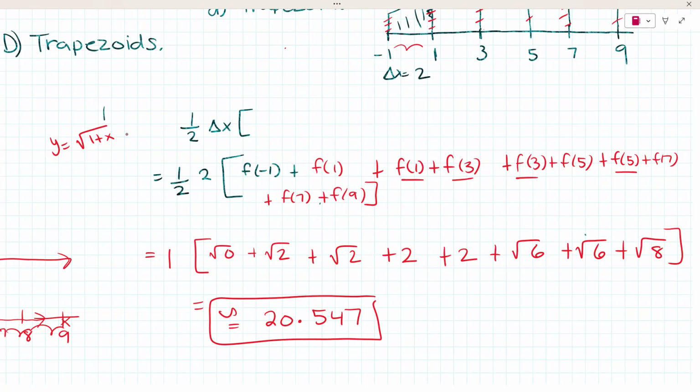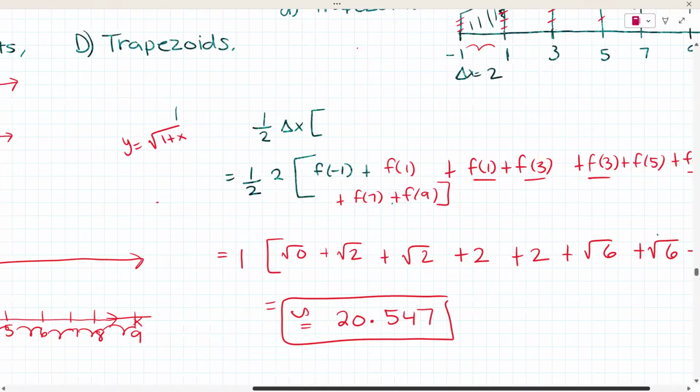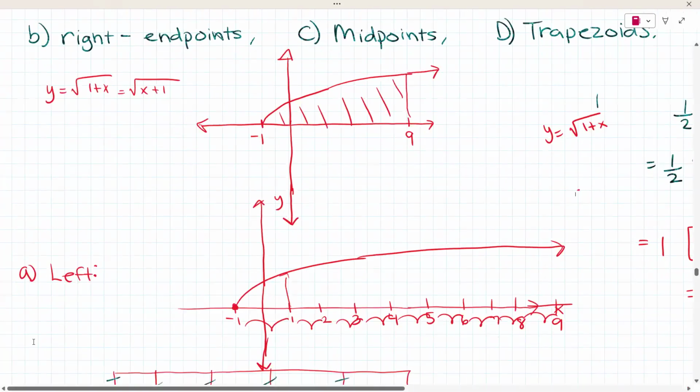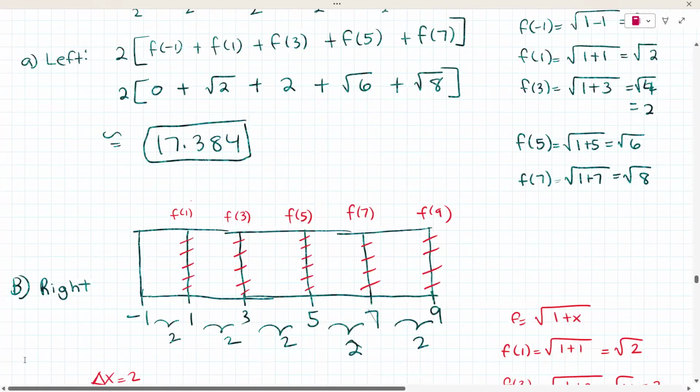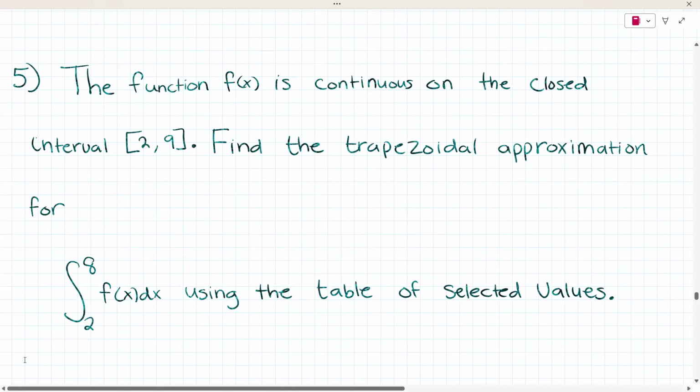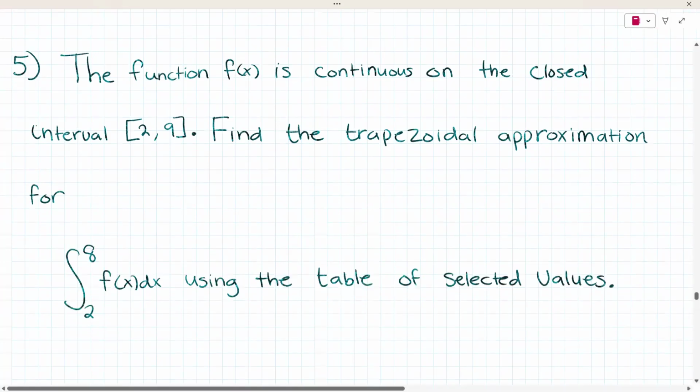Okay, good. Okay, let's move on to question 5. Okay, so question 5 says the function f of x is continuous on the closed interval from 2 to 9. Find the trapezoidal approximation from 2 to 8 of f of x dx using the table of selected values.